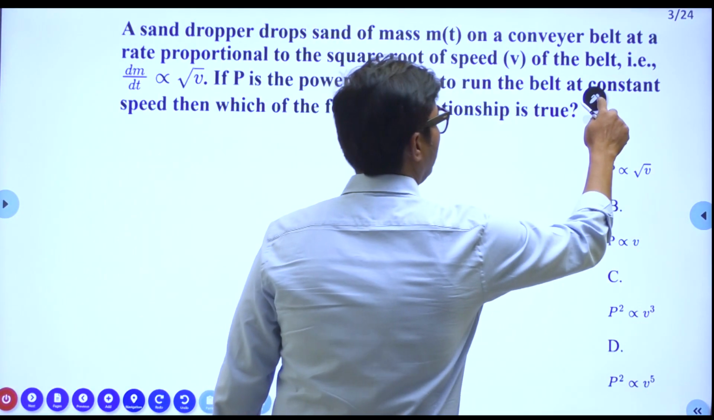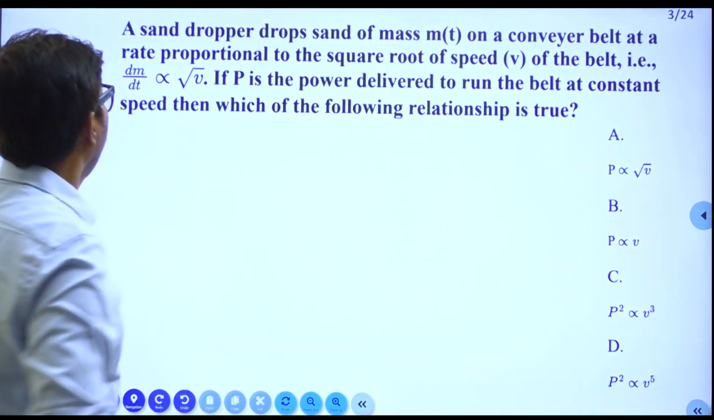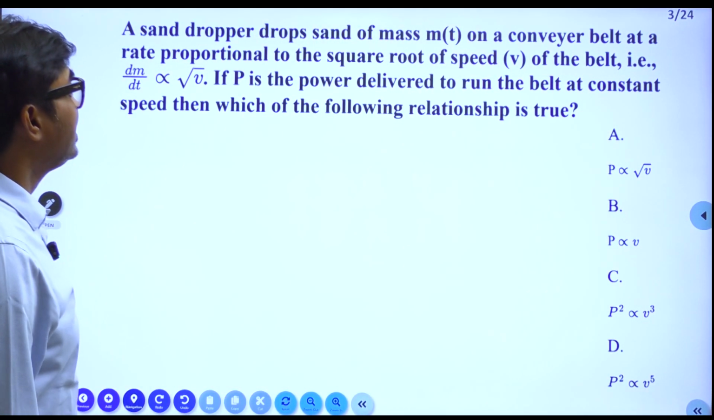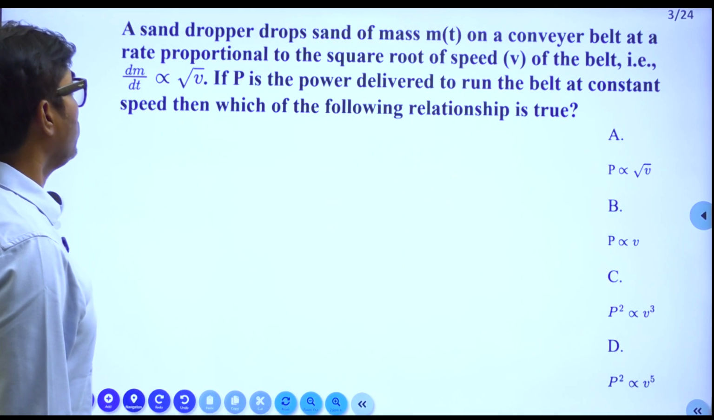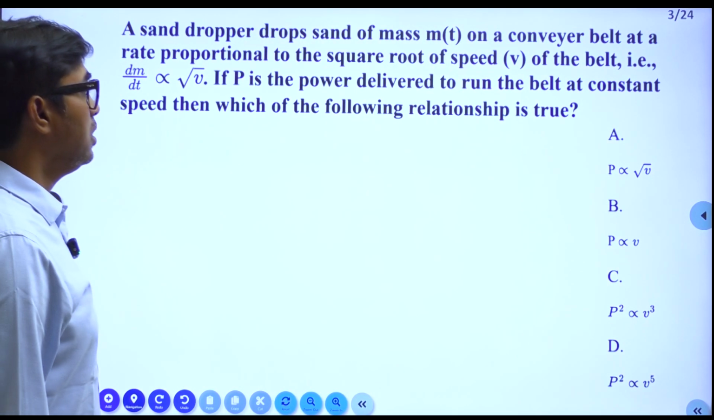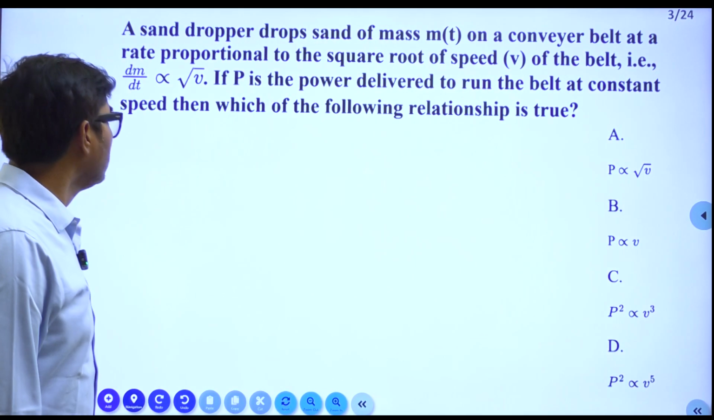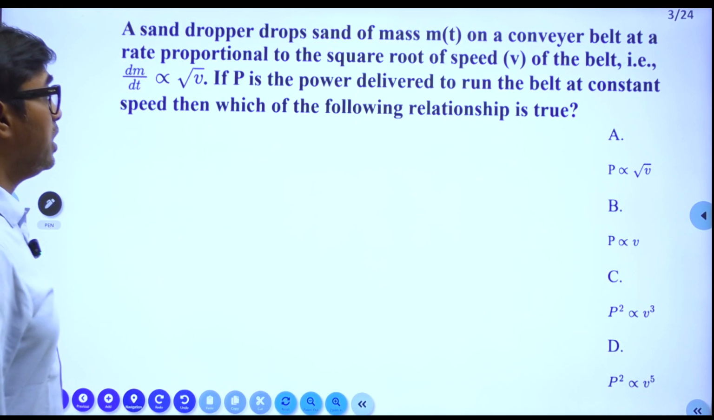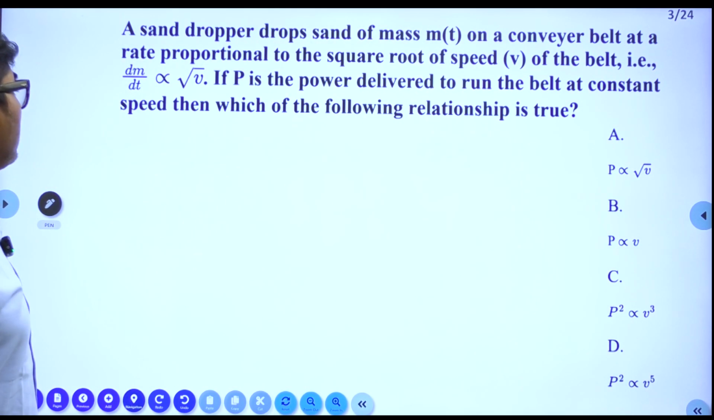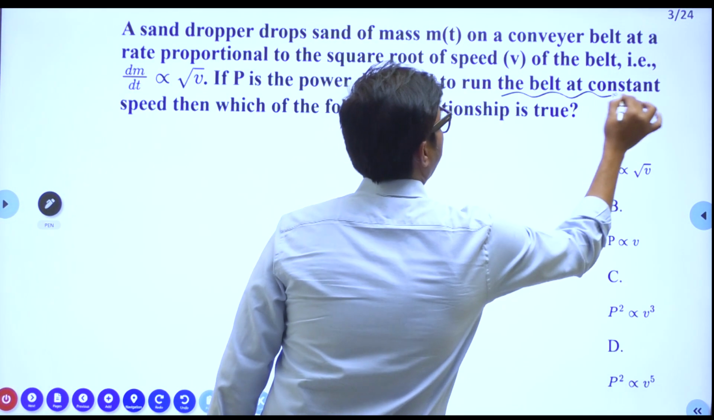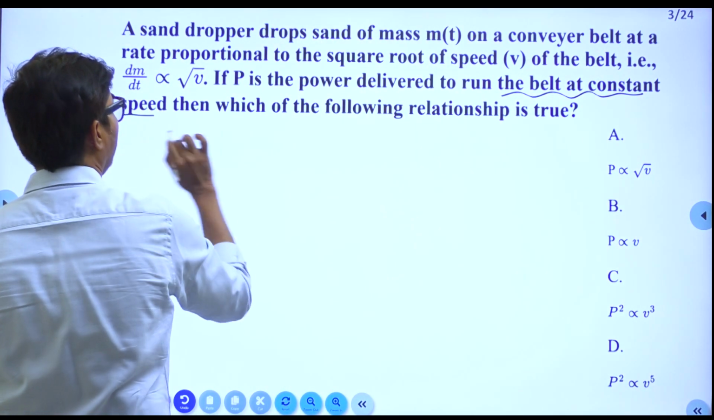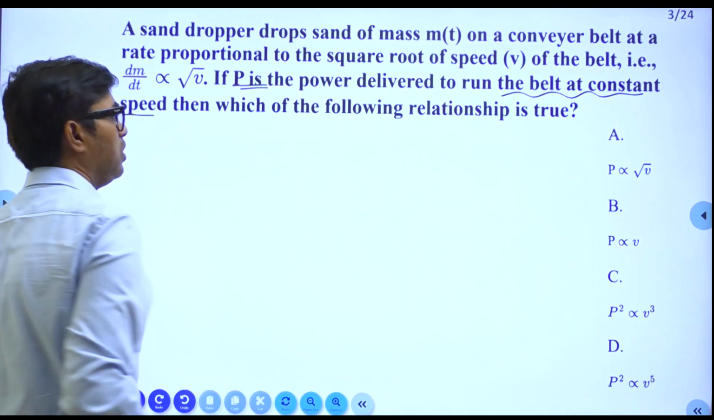Right. So now I'll take it to this side. A sand dropper drops sand of mass m on a conveyor belt at a rate proportional to the square root of the speed, that is dm by dt is proportional to root v. If P is the power delivered to run the belt at a constant speed, then which of the following relationships is true? So a belt is being run at a constant speed and also a power delivered we need to consider.